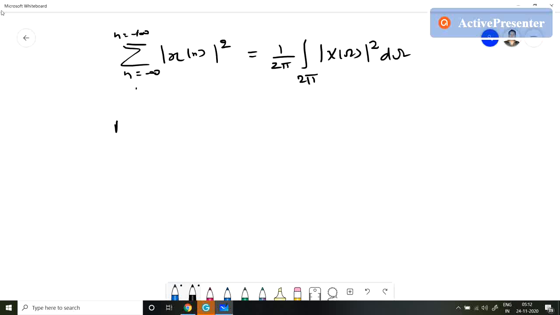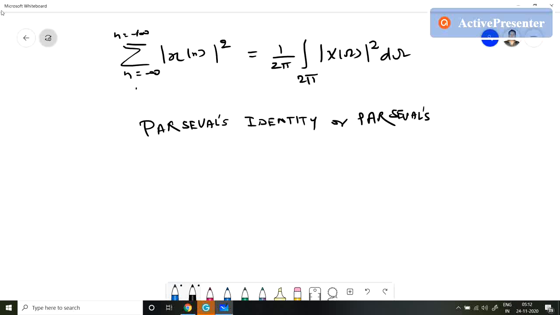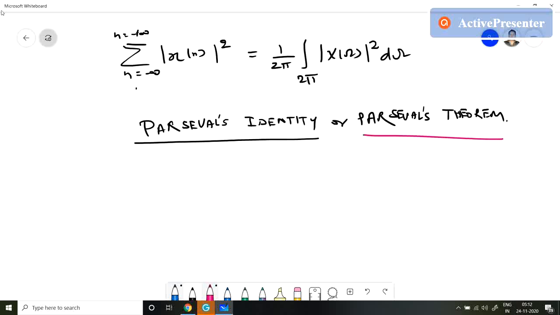This is known as Parseval's identity or Parseval's theorem.